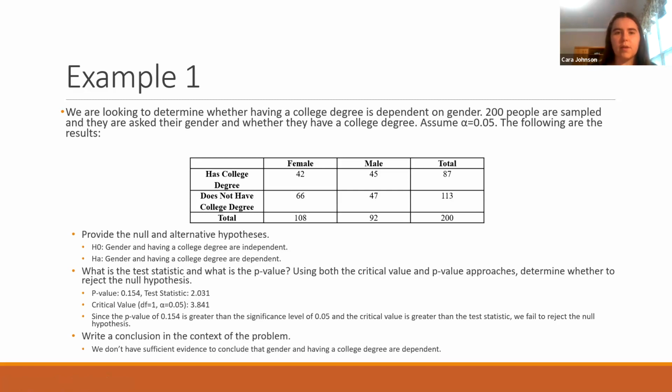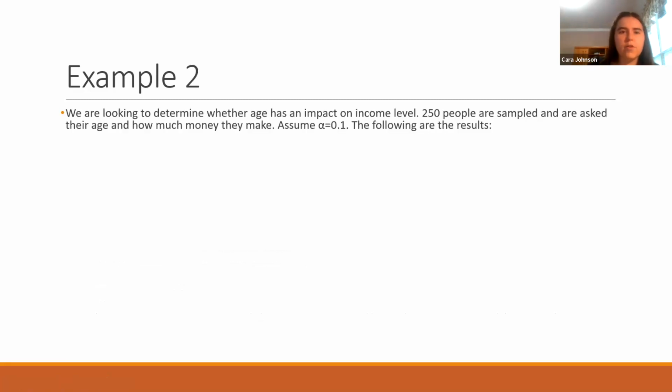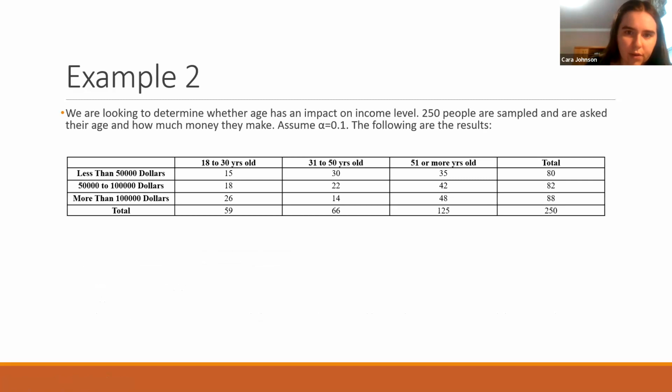All right, let's do another example. We're looking to determine whether age has an impact on income level. 250 people are sampled and asked their age and how much money they make. Assume alpha equals 0.1. The following are the results. All right, so we can see here we have 3 rows and 3 columns, excluding the totals. We need to remember that when we put it in our Rguroo.